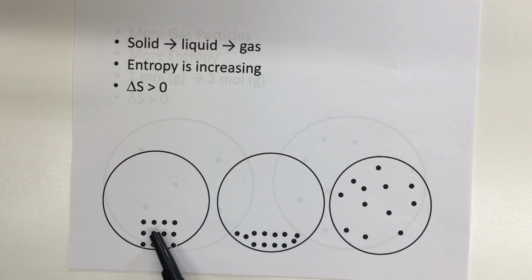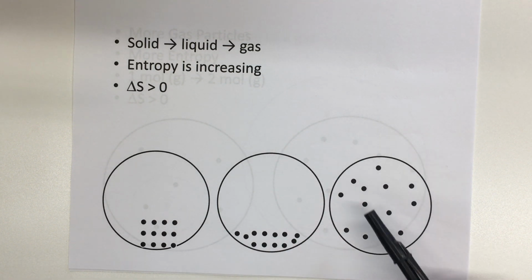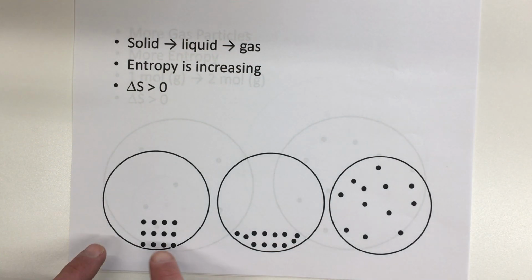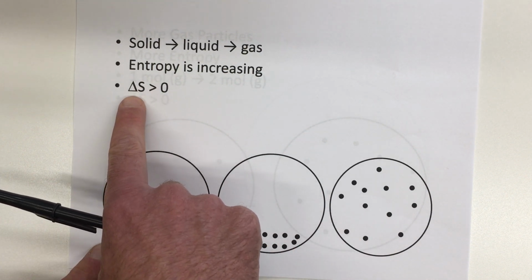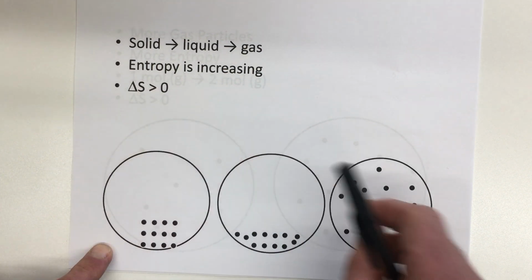If you think about it, in a solid the particles are all neatly arranged, all close together. They don't have much freedom to move around. In a liquid, they have a little bit more freedom to move around, but they're still close together. And then in a gas, they have the most freedom to move around. They're the furthest apart, and there's the most kinetic energy. So as you go from a solid to a liquid to a gas, you always have a positive delta S, an increase in entropy.